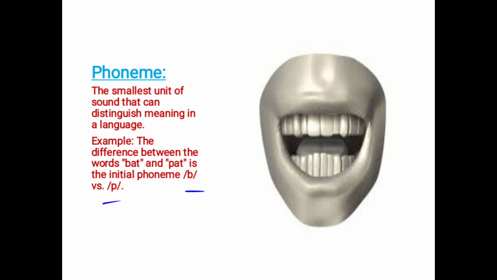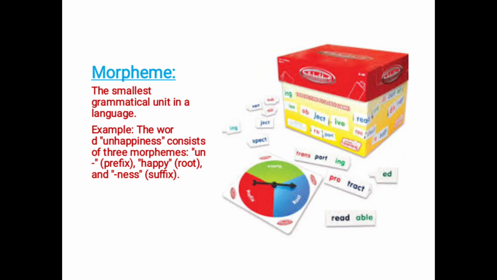So it's an easy one. The second one we are having is morpheme. What does morpheme mean? Morpheme is actually the smallest grammatical unit in a language. Such kinds of questions can be asked in MCQs. Like the question can be: what is the smallest grammatical unit in a language? Then your answer should be morpheme.